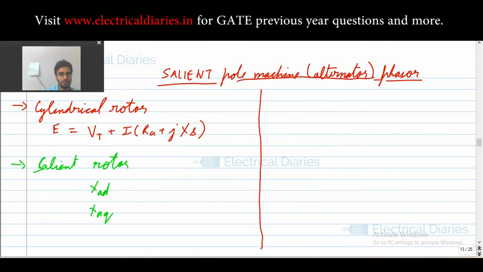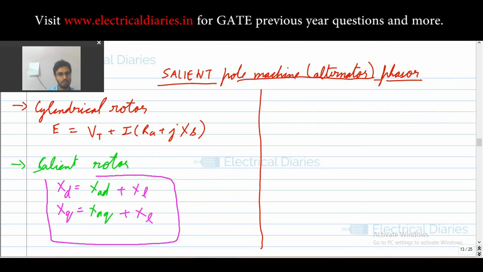And you also incorporate your leakage reactance. So your XD, that is your reactance on the D axis, and your XQ, reactance taken on the Q axis, are given by XD is equal to XAD plus XL, that is your leakage reactance, and XQ is equal to XAQ plus XL. Okay, so these two equations you should remember for the salient rotor. Now just keep this equation in your mind.